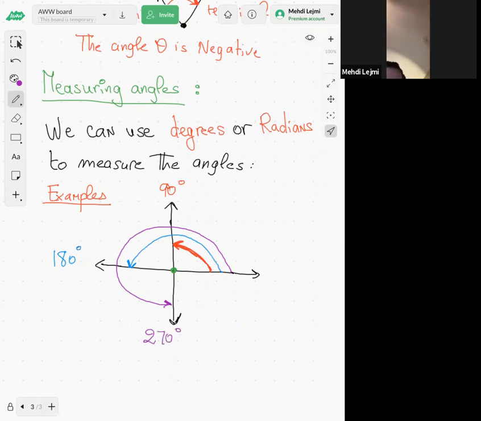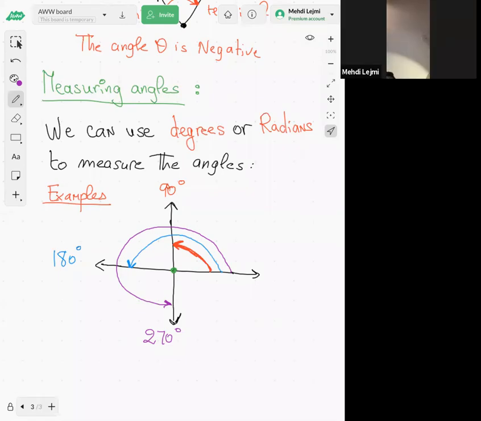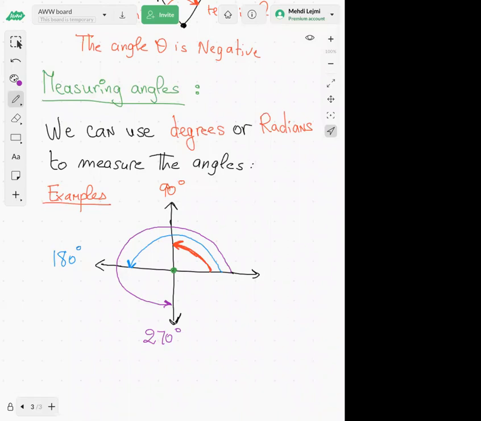The screen is black. Does anyone see the board? I can't see it from my end. I guess you have to refresh your page. Okay, I'll try it again. Perfect. I'm sorry about that.